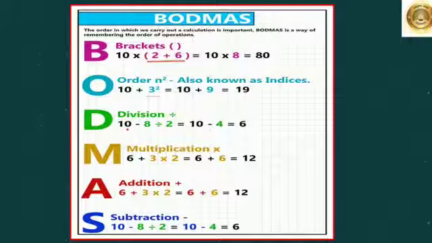Now division. The question is 10 minus 8 divided by 2. So first we have to divide, because division has a higher order than subtraction. So first divide 8 and 2. 8 divided by 2 is 4. Then you do the remaining one, 10 minus 4. So you get 6.